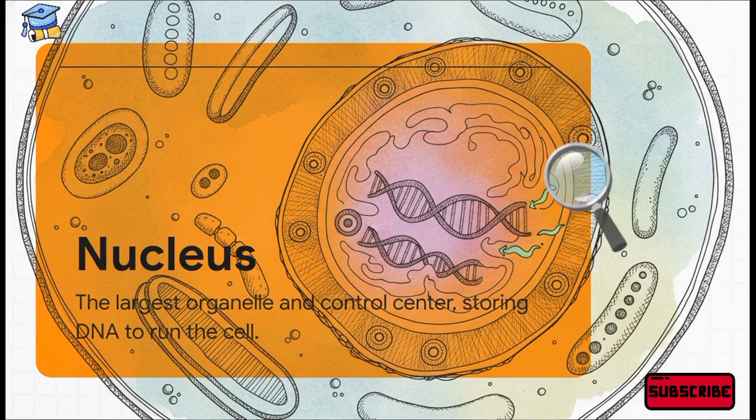Inside this vault, the cell stores its most valuable blueprints, the DNA. Get this, if you uncoiled the DNA from just a single human cell, it would be about 2 meters long. This genetic information dictates exactly how to run the cell and how to build every single new structure. Openings called nuclear pores allow very specific instructions to be sent straight out to the factory floor.